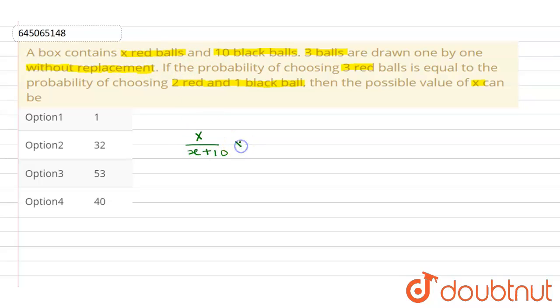Now the probability of drawing the second red ball will be x minus 1 divided by x plus 9, because we will be left with x minus 1 red balls, as we are drawing without replacement. In total there will be x plus 9 balls after drawing a red ball in the first attempt. Similarly, the probability of drawing the third red ball will be x minus 2 divided by x plus 8.